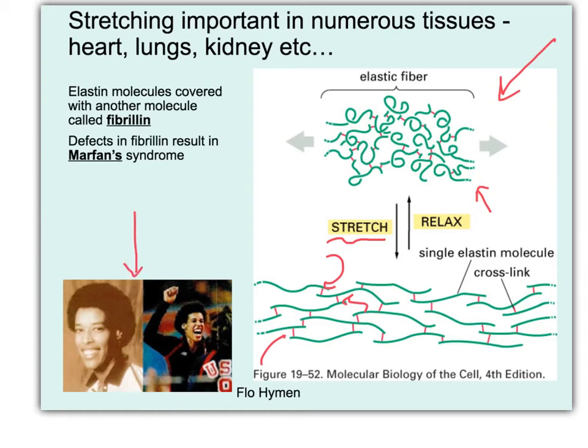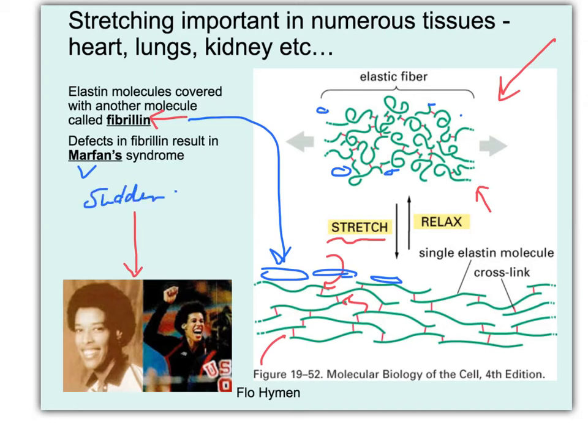There's a disease associated with defects in elasticity, in particular a protein that binds to elastin. So this elastin gets bound by other proteins. Up here it's still bound by proteins, and those proteins help protect the elastin. That protein is called fibrillin. And defects in fibrillin lead to a disease called Marfan syndrome. And sadly, people with Marfan syndrome often die a sudden death due to ruptured aortas.